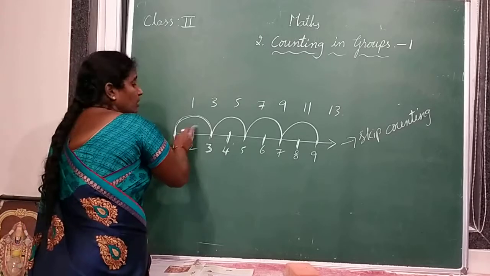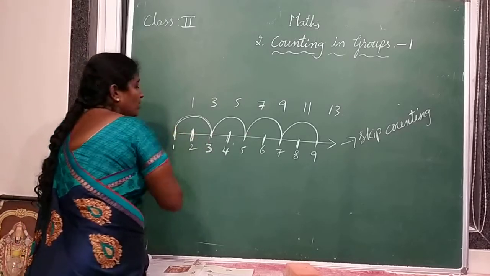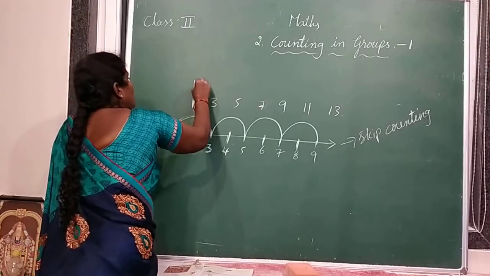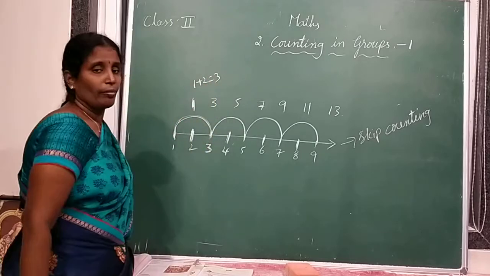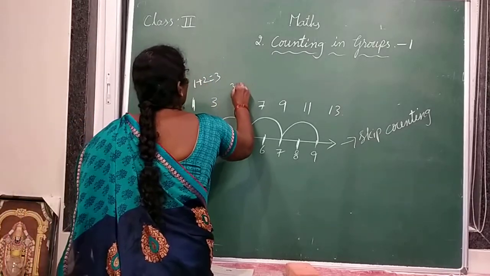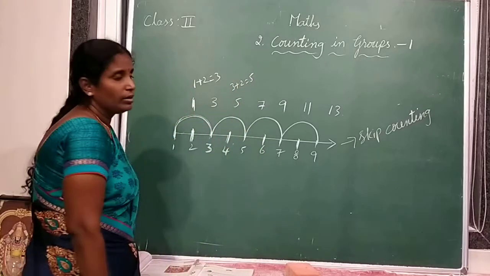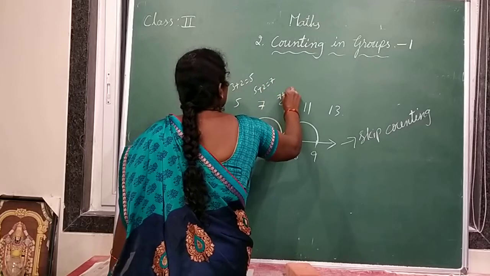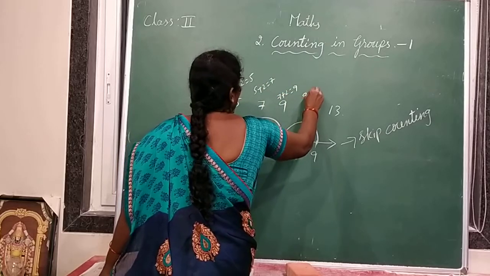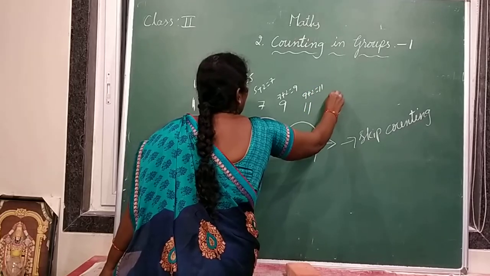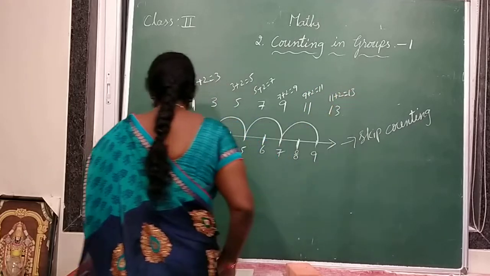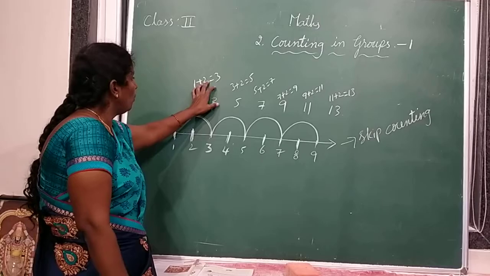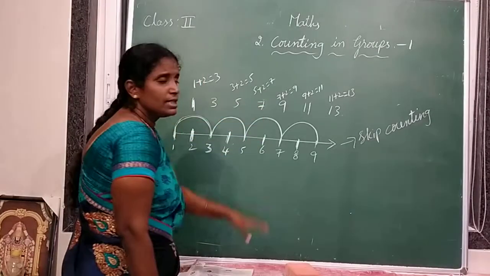That means we are adding 2. So this is 1 enough. So 1 plus 2 is 3. Again 3 plus 2 is 5. 5 plus 2 is 7. 7 plus 2 is 9. 9 plus 2 is 11. 11 plus 2 is 13. That means adding 2. So this is also called skip counting.